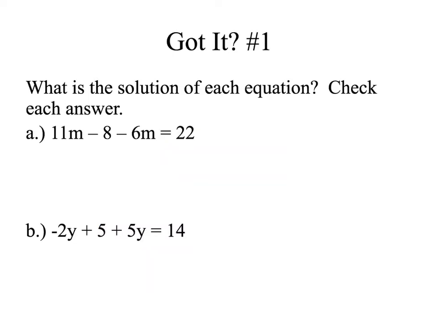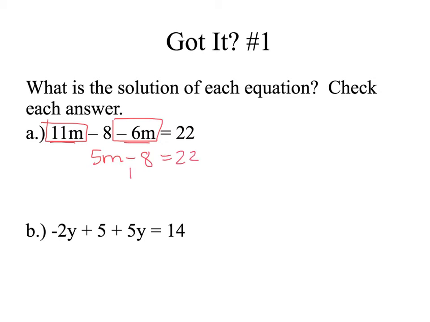Okay, got it. Number 1. What is the solution of each equation? Check your answer. So we will check our answer for the first one here. So notice how, the first thing you should do is figure out where your variables are, because that's going to tell you if you need to combine like terms or not. So here we have 11m, and then we have minus 6m. So 11m minus 6m would be 5m minus 8 equals 22.